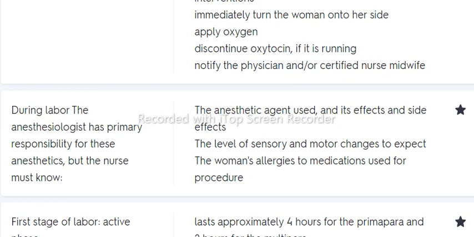During labor, the anesthesiologist has primary responsibility for these anesthetics, but the nurse must know the anesthetic agent used and its effects and side effects, the level of sensory and motor changes to expect, and the woman's allergies to medications used for the procedure.